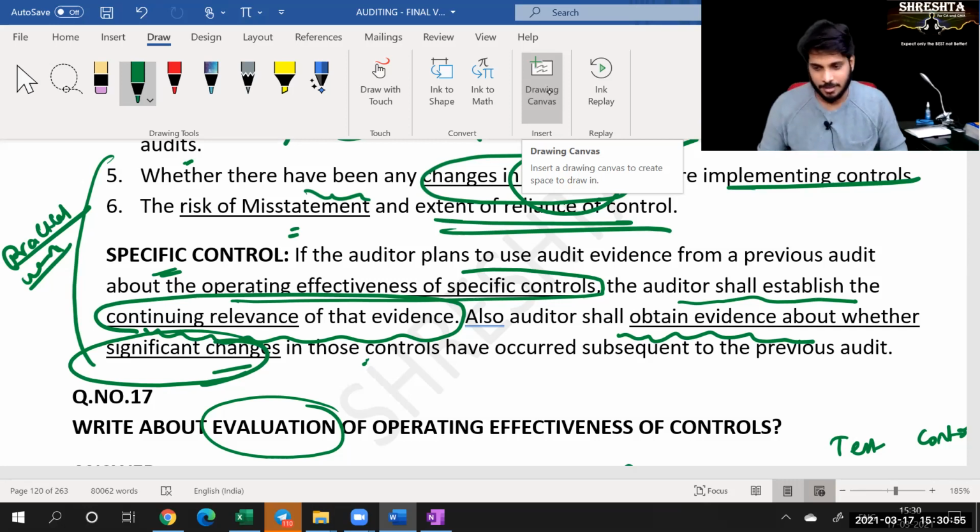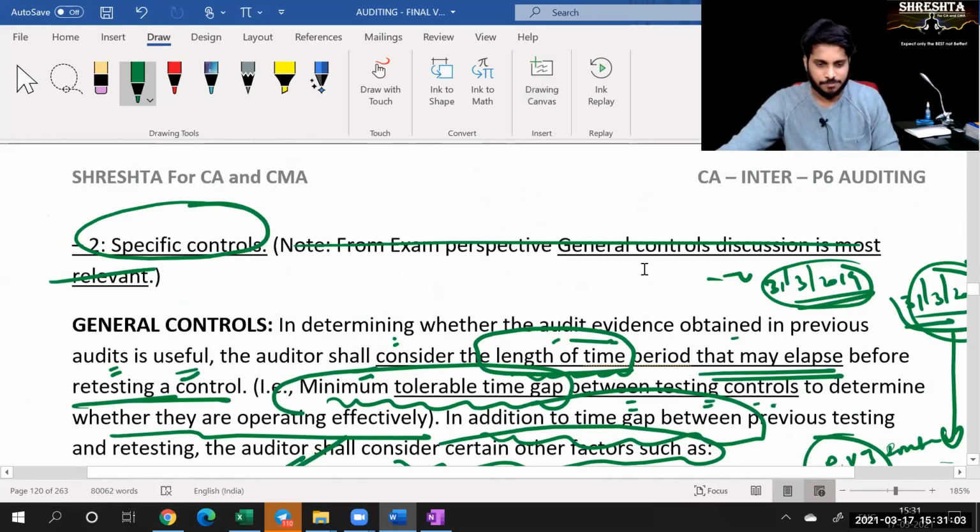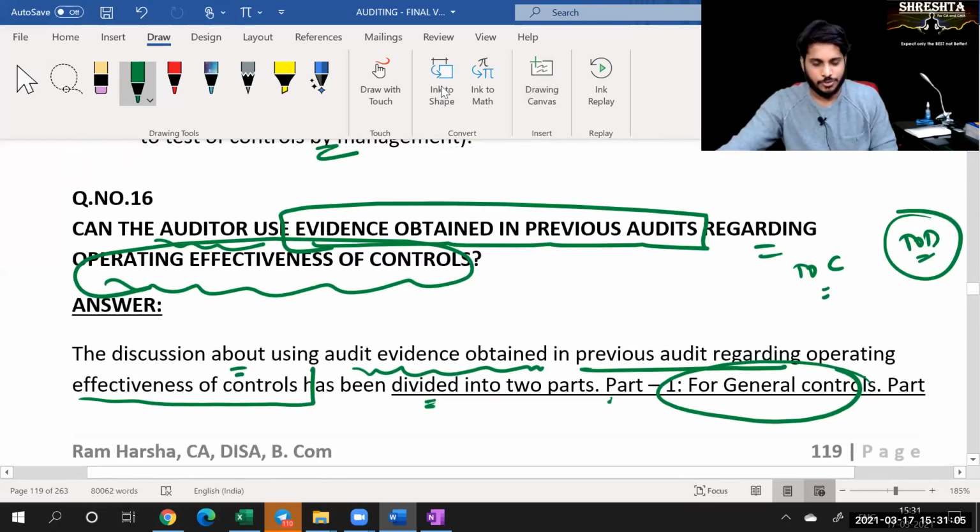Fine. So can you all just go through this question also? I'll wait 2 minutes. Please go through. Definitely you must read. Question number 16, please read.